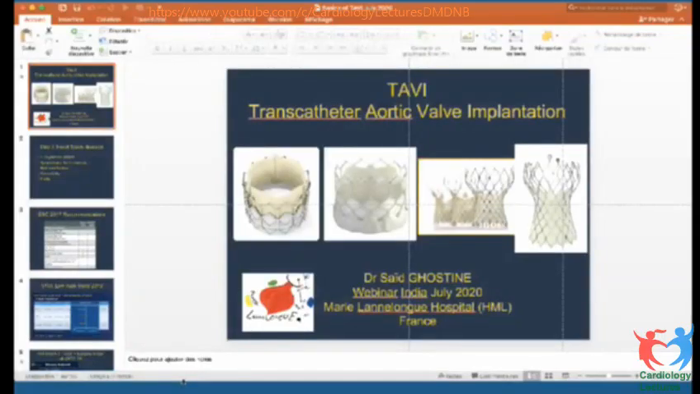The learning curve, what do you say? How many do you think we should start with? Well, sometimes it's very difficult to answer this question, but I think for the learning curve you need about 20 valves per type. If you do 20 procedures with the Edwards or 20 procedures with another valve, I think you'd be good enough.